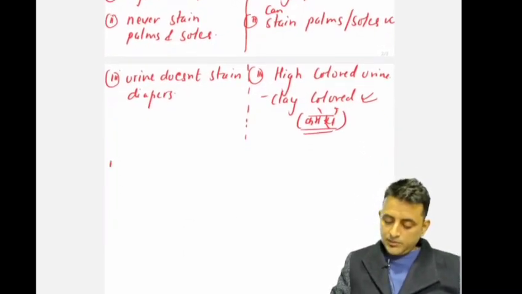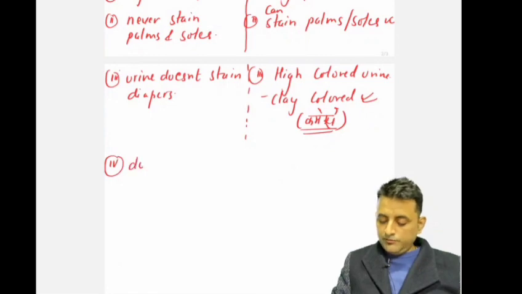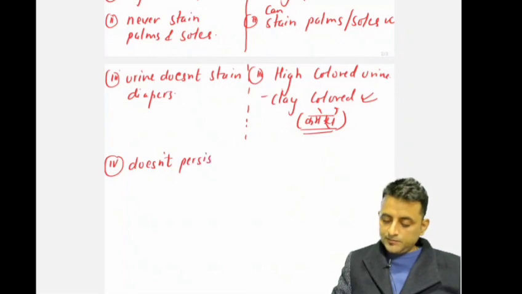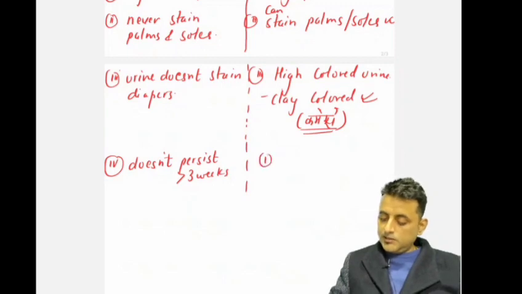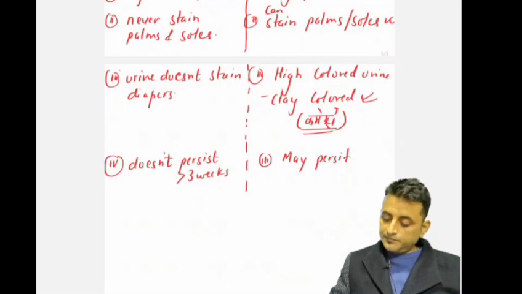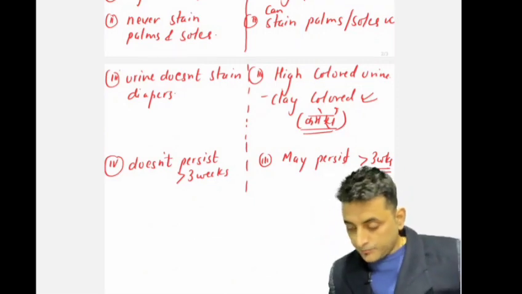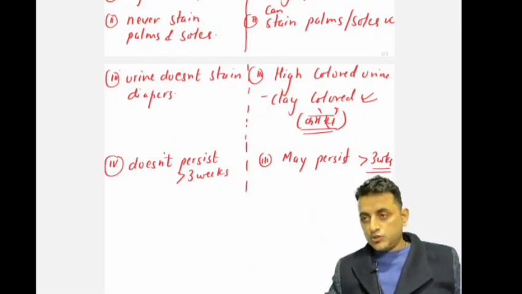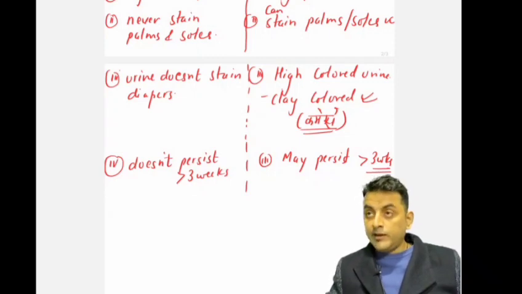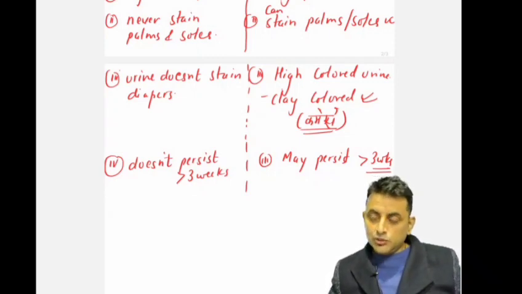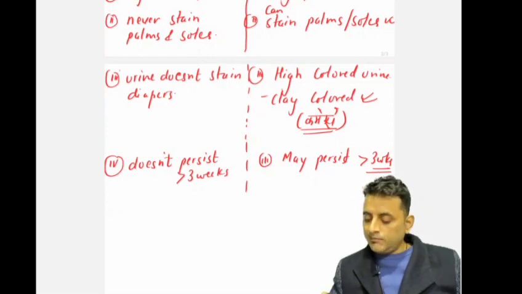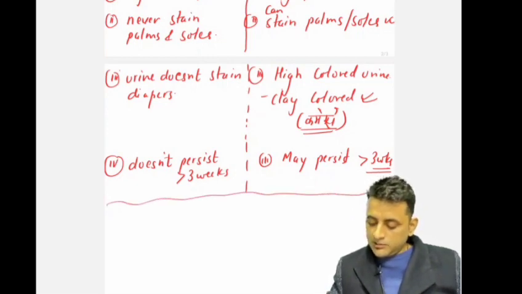So how long may it persist? Generally physiological jaundice does not persist beyond 3 weeks. Okay, whereas pathological jaundice may persist more than 3 weeks. They may, okay, not all pathological jaundice persists 3 weeks, but they may. If any jaundice persists more than 3 weeks, then you should try to find the cause, because each and every pathological jaundice needs treatment.